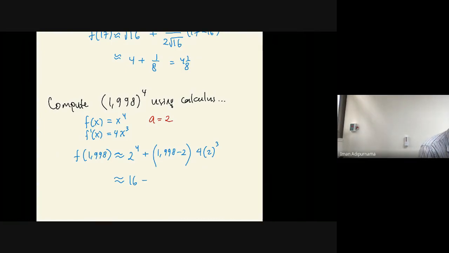This is minus 0.002, and then multiply by 32. So it will be 15.936, right? Yeah.